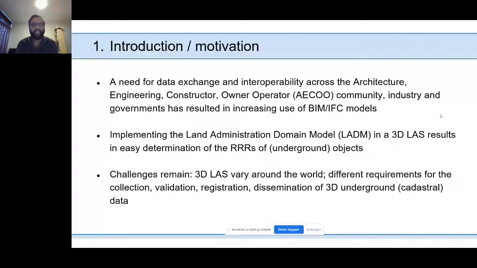A need for data exchange and interoperability across the architecture, engineering, construction, owner-operator community, industry, and government has resulted in increasing use of BIM IFC models. The implementation of the Land Administration Domain Model in a 3D land administration system will result in easy determination of the RRRs of underground objects. Although the implementation of these standards has supported the development of land administration systems, the challenges still remain that the 3D land administration systems vary around the world, which results in different requirements for the collection, validation, registration, and dissemination of 3D underground cadastral data.